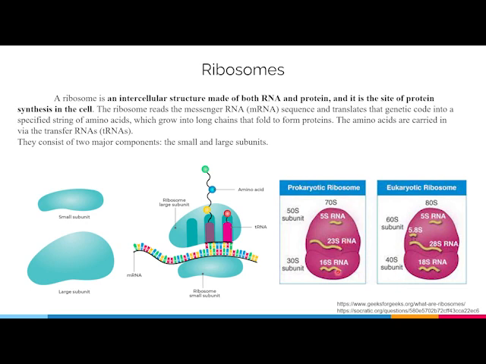And then we have other separations, such as the RNAs themselves: the 16S RNA in the small subunit, and the 18S RNA in the eukaryotic small subunit. Is that fine with everyone?